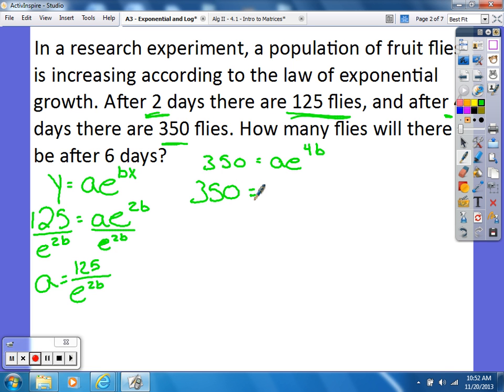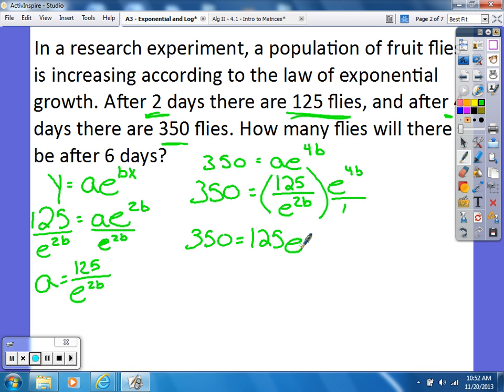So 350 equals, instead of the letter A, I'm going to write 125 over e to the 2B. And I still have e to the 4B. Now some of you asked me yesterday, can I put a 1 underneath here? And I said absolutely. What do I do with my exponents here? Subtract them. When one's on top and one's on bottom, we subtract. So 350 equals 125 e, 4B minus 2B is 2B.